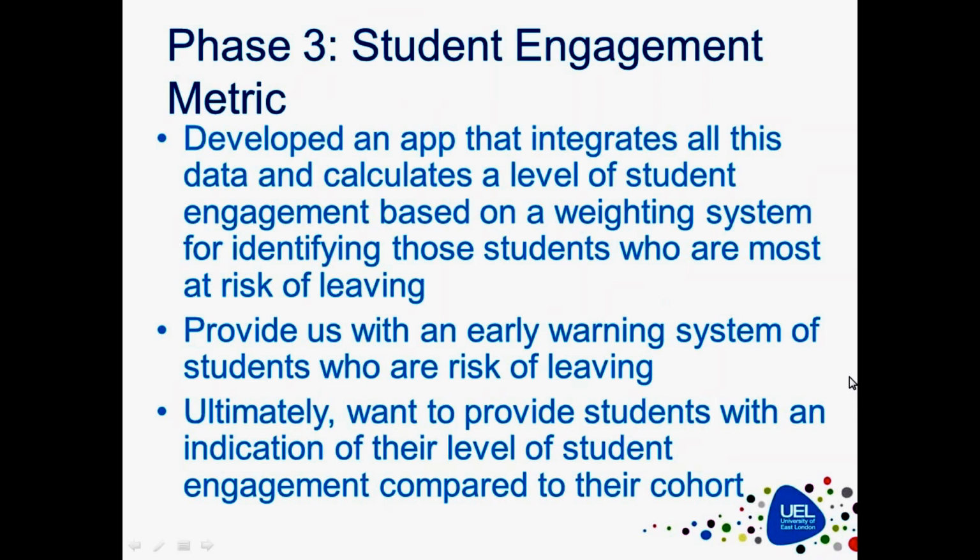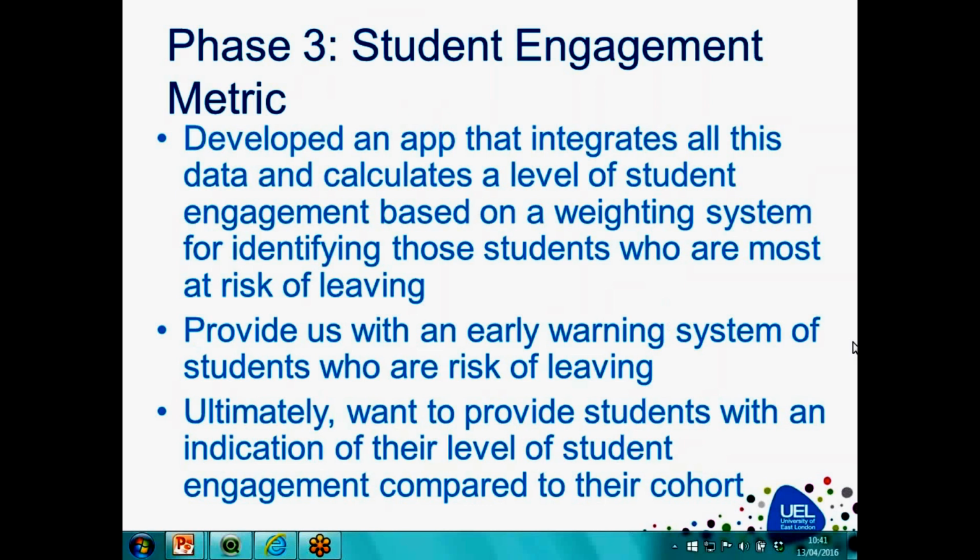The third phase is in some ways probably the most complicated bit of work. We wanted to develop an app that took all this data, because at the moment the personal tutor app tells you your attendance rate and how well you're doing. But what we wanted to look at is whether we could identify the most important features of student behaviour that are linked to student progression. Similar to a lot of institutions, we wanted to calculate a level of engagement based on some form of rating system. The rating system would be used to identify those students who are most at risk of leaving. The purpose is to see whether we could put in place intervention strategies early enough to make a difference.